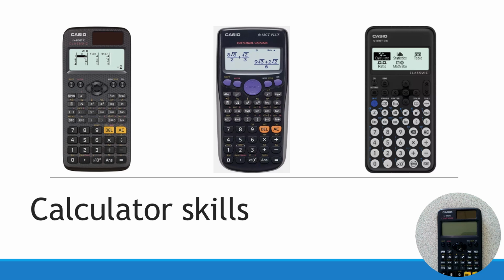So this session is going to go over calculator skills that you'll need for the foundation and the higher tier. On the foundation tier, that would be paper 1 and paper 3, and then on the higher tier, that will be paper 4 and paper 6. So it's your first and last papers that you do.